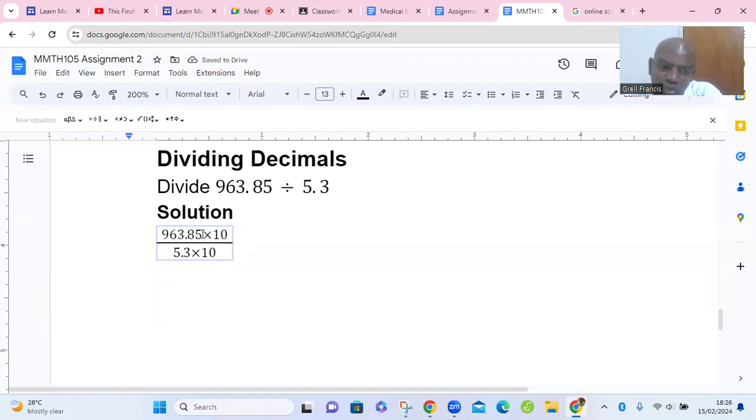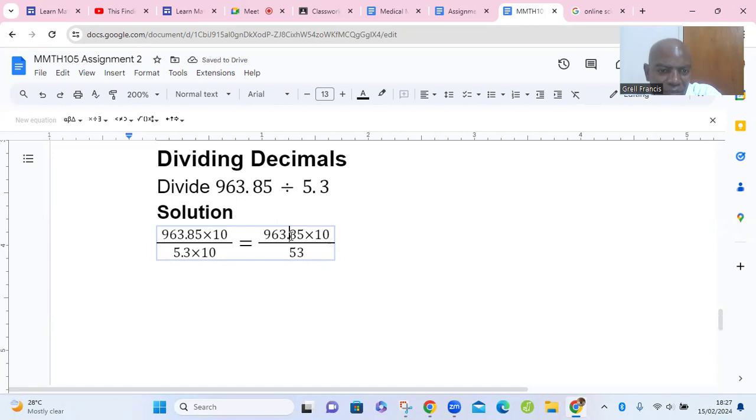Okay? We don't want to change the value of the fraction, but we want to write this in such a way that we have a whole number as our denominator. We want to divide by a whole number. So we multiply both the numerator and the denominator by 10 because 5.3 has only one decimal place. So multiplying 5.3 by 10 will shift the decimal point one place to the right, and that will give us 53.